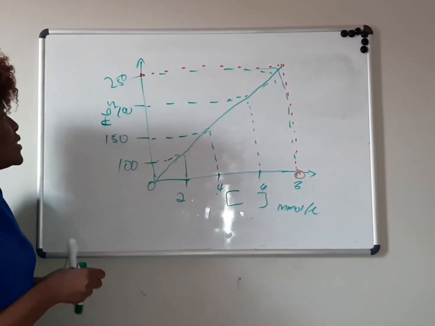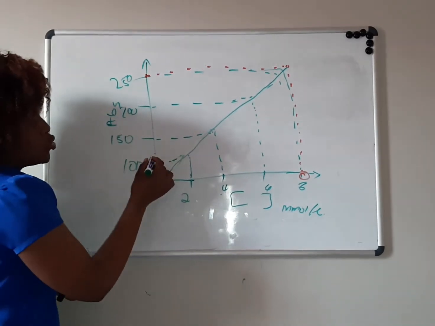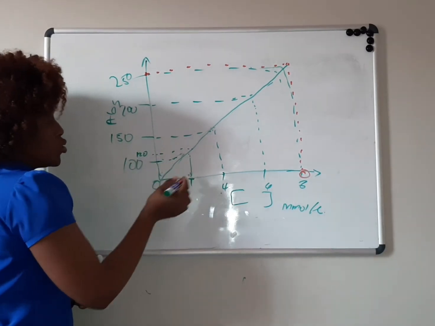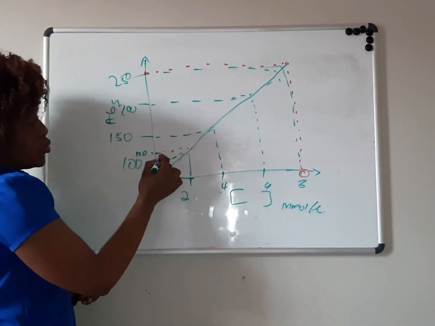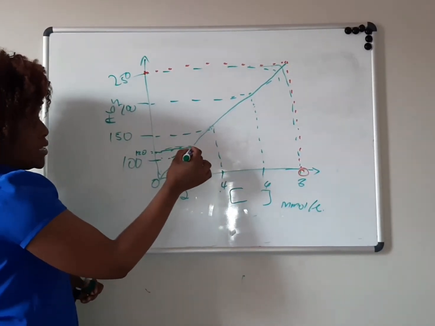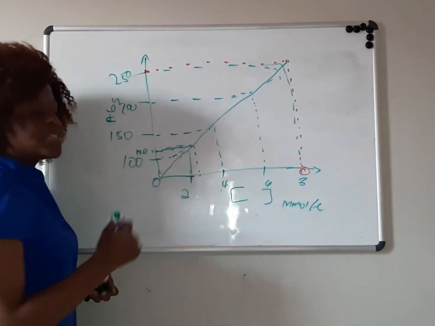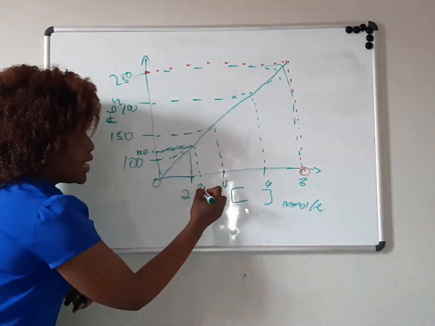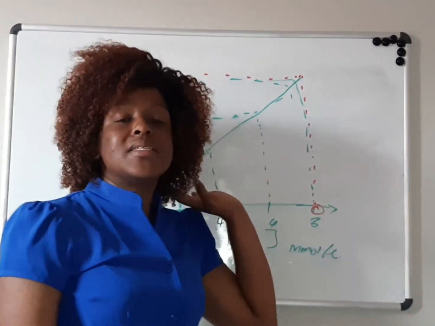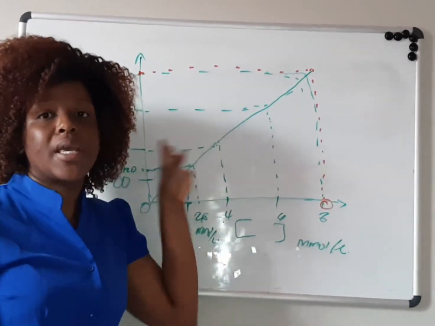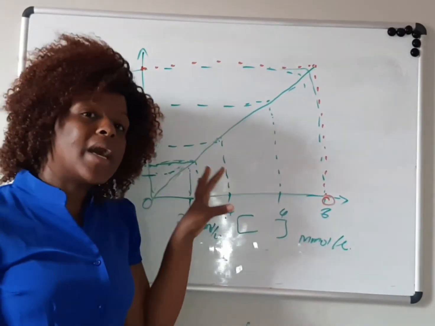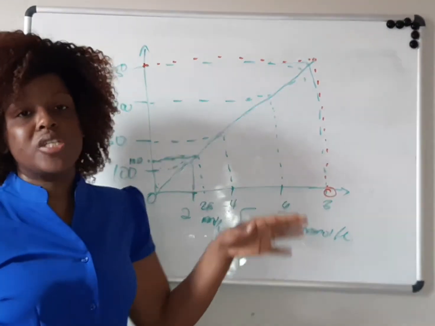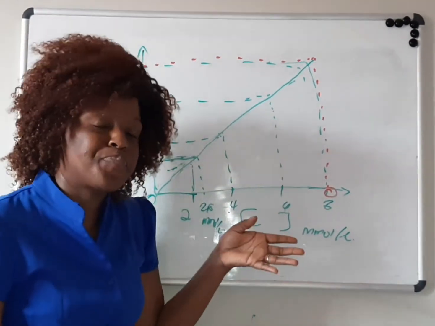Or let's say the absorbance was 120, it will do the same. We draw the line where it meets the graph, then go down, and it means the concentration is 2.5 millimoles per liter. So this is how you can also get the concentration of an analyte by using Beer's law, by using the calibration curve that is linear.